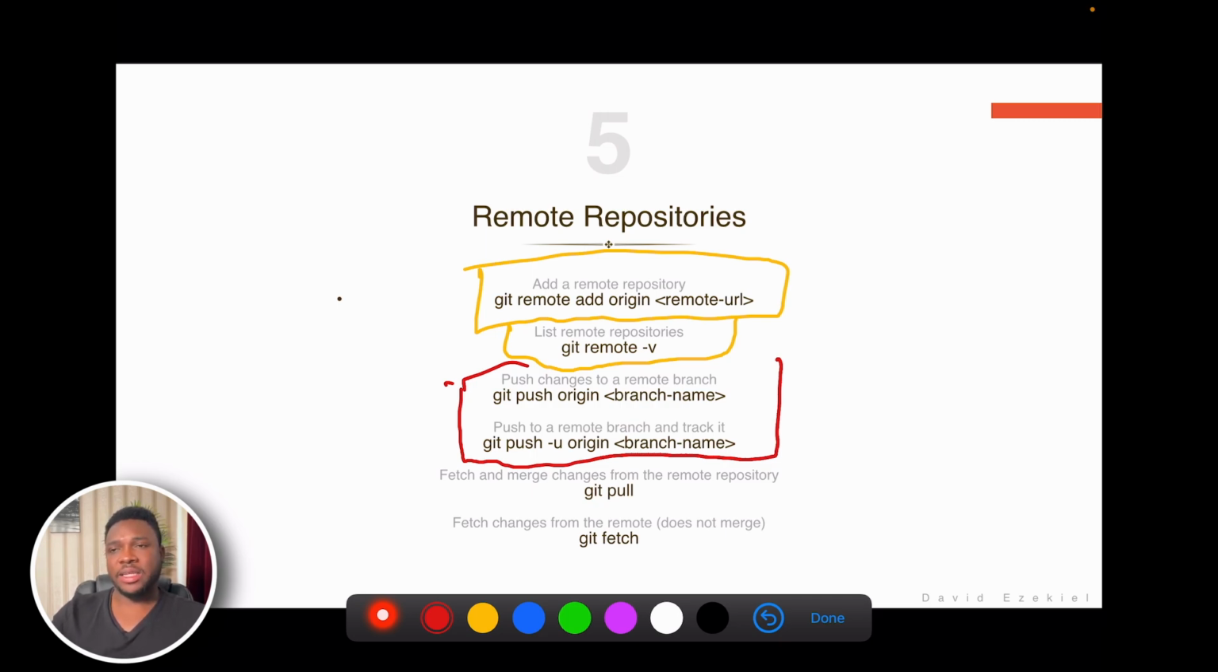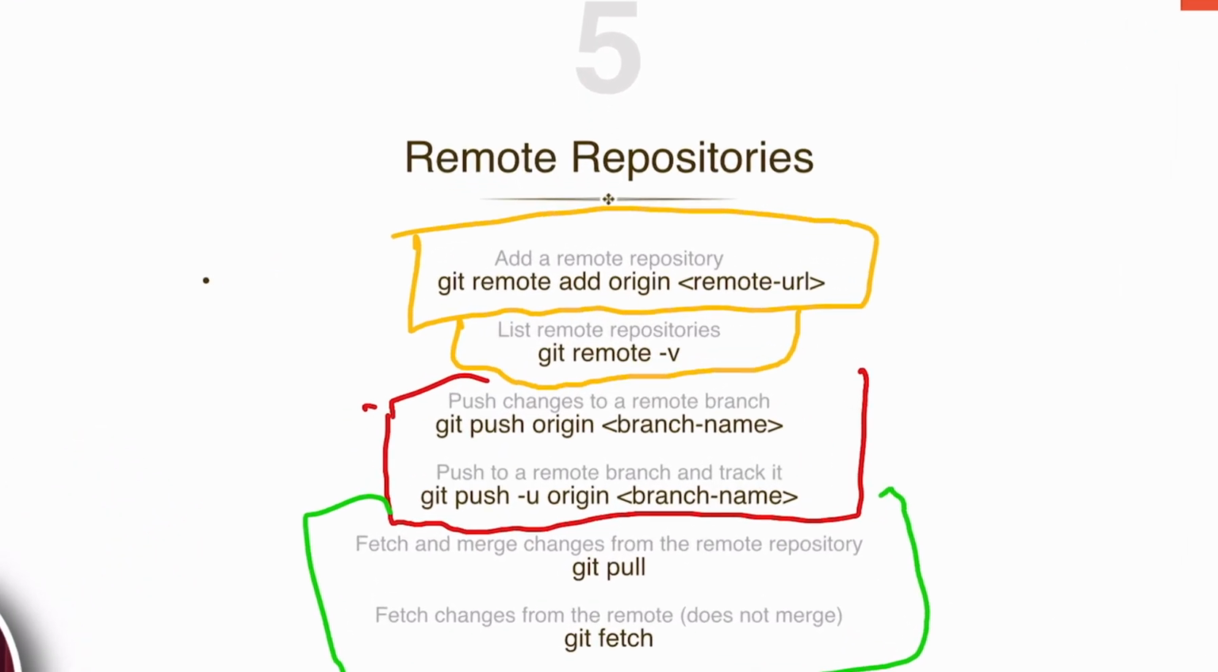On the flip side, to pull fetches and merges changes from the remote repository to your local machine. And you can just pull a particular repository to your machine. So the first one fetches and merges changes from the remote repository. You do the git pull and it just pulls maybe the main into your branch.